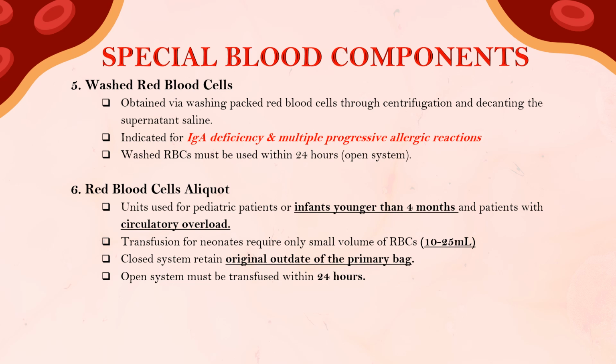Okay, next, your washed red blood cells are basically the red blood cells remaining after washing with saline solution to remove the plasma content. So this unit is prepared by washing packed red blood cells via multiple batch processing through centrifugation and decanting the supernatant saline used for washing. This unit is mainly indicated for patients with IgA deficiency and for patients that develop multiple progressive allergic reactions with the previously transfused blood component units.